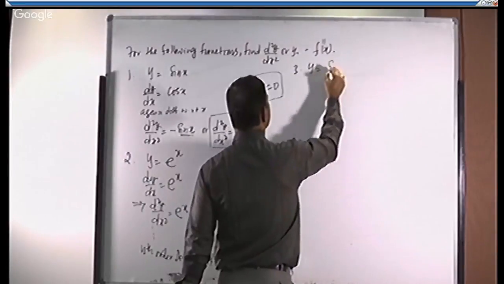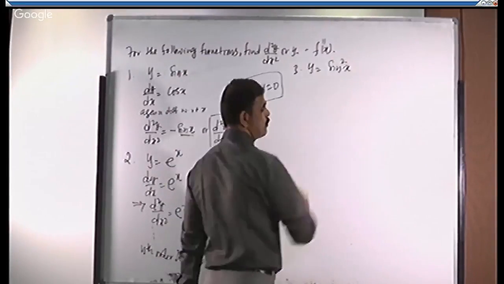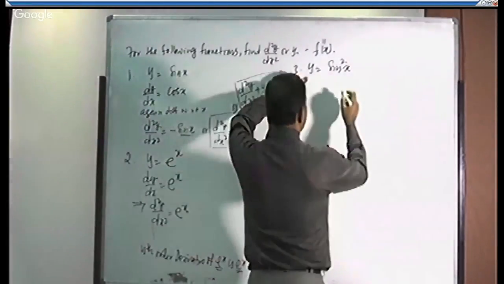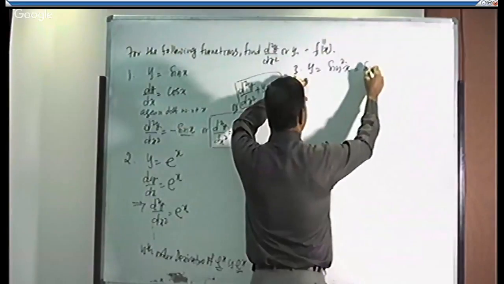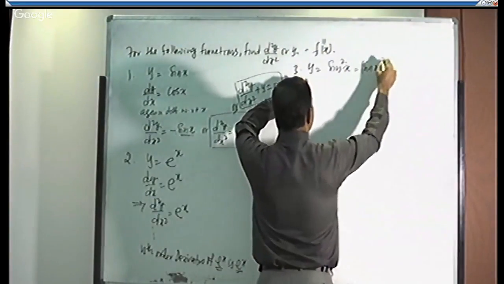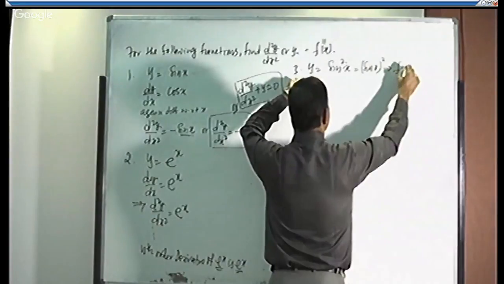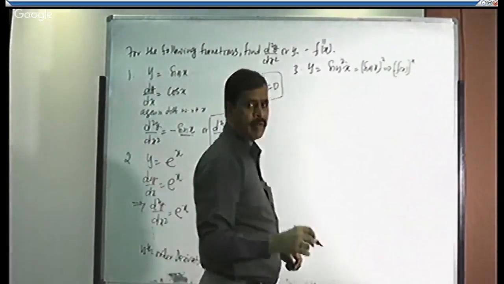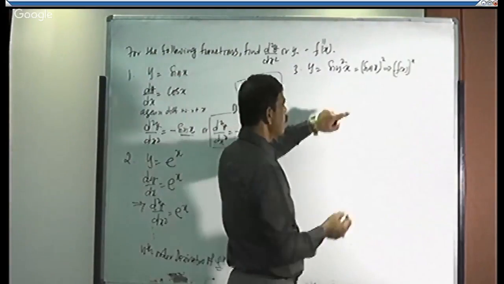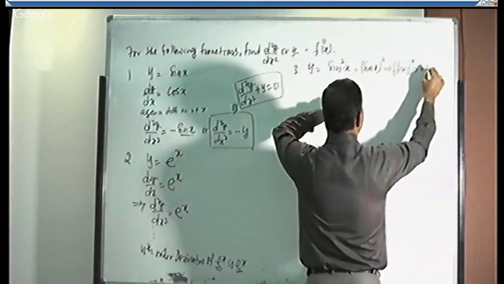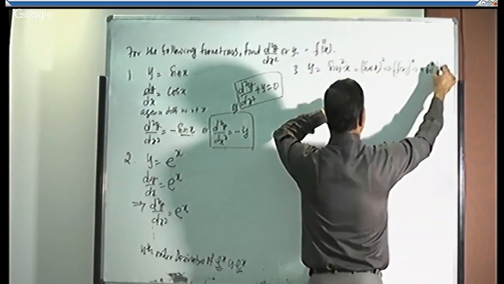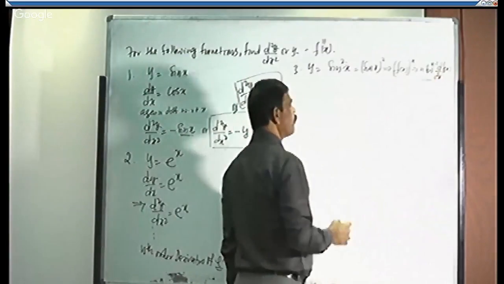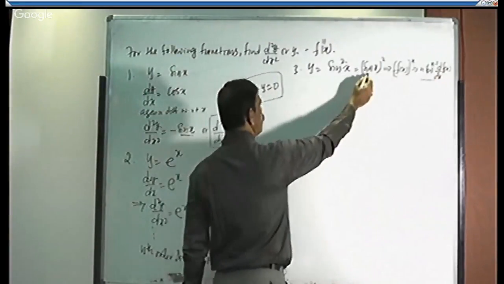Y is equal to sine square x. So it is what? It is sin x to the power of 2, correct? It is treated as what? Function to the power of n. What is differentiation of function to the power of n? It is n into function to the power of n minus 1 into d by dx of function, correct? The same step you have to follow to get derivative of sin square x.